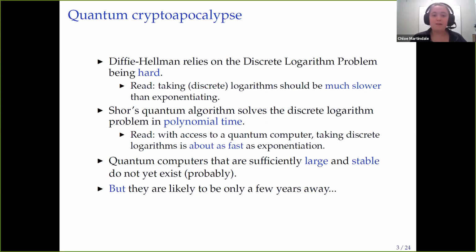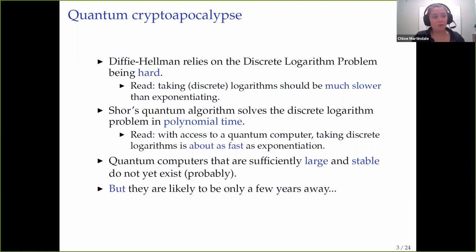There is a disclaimer: quantum computers that are sufficiently large and stable, right? It needs to have enough quantum bits to run the algorithm, and those quantum bits also need to not collapse for long enough to run the algorithm. So it needs to be both large and stable. They don't exist yet. I've written probably because who knows what is happening in secret, but I think we can be fairly confident that they don't exist. But they're likely to only be a few years away. A few depends on who you speak to.